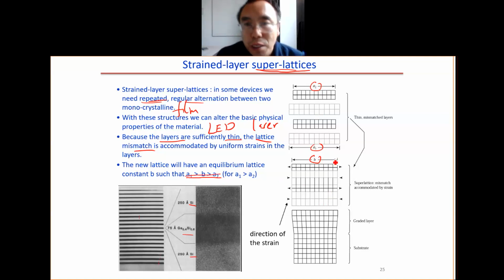You form the film. You can see the A1. A1 is bigger, so it gets shrunk laterally. A2 is smaller, so it gets extended. A2 got extended, A1 got shrunk along the lattice, and this one got elongated along the y direction.